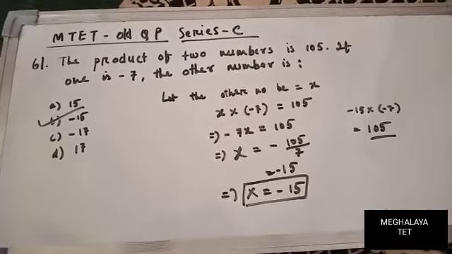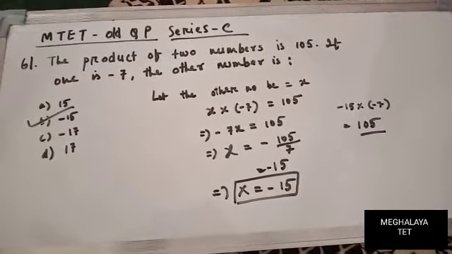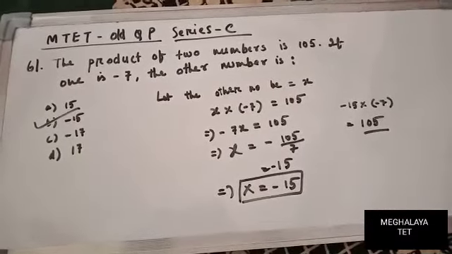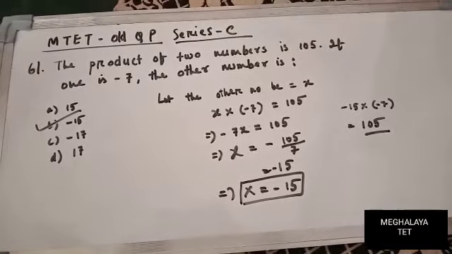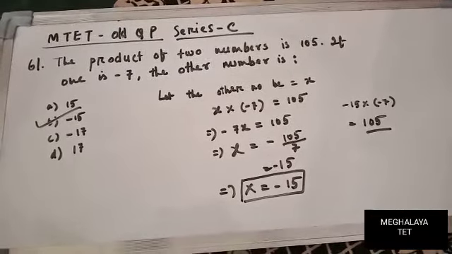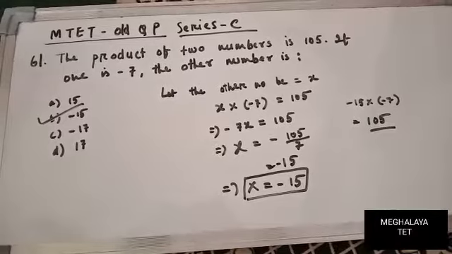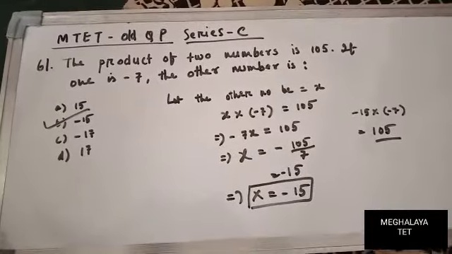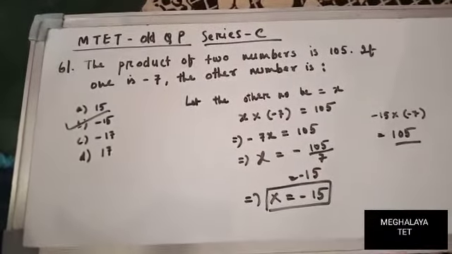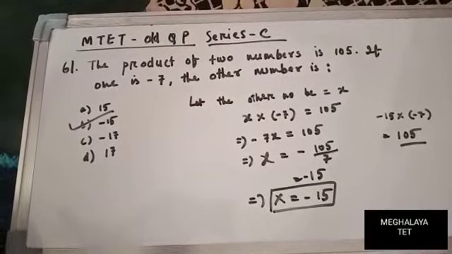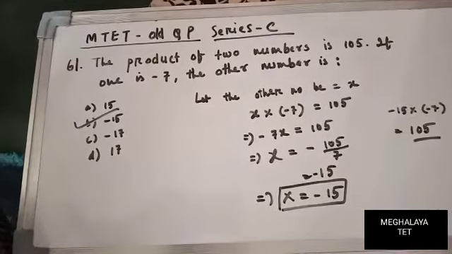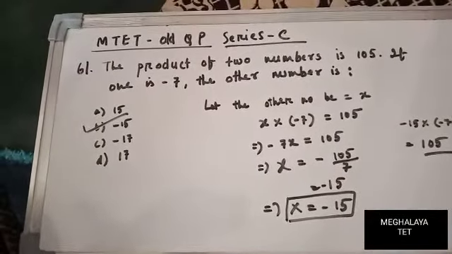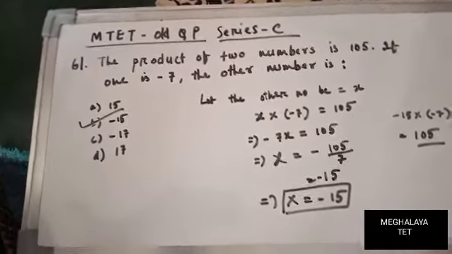Today's first question is question number 61, and the question is like this: the product of two numbers is 105. If one number is -7, what is the other number? They have given four options: 15, -15, 17, -17. Out of these four options, which one is the correct option?